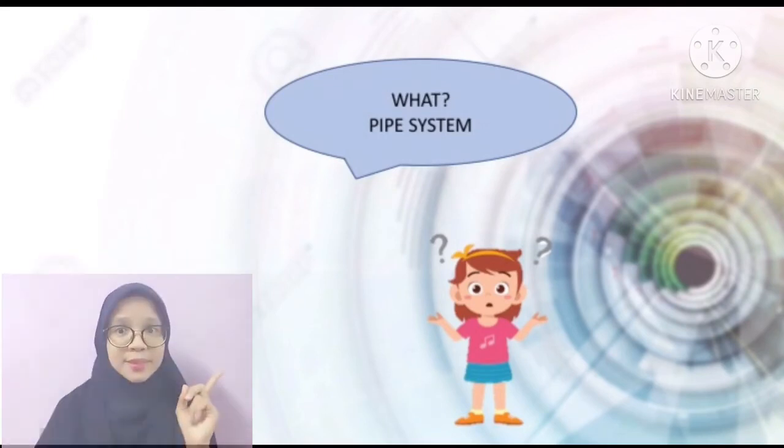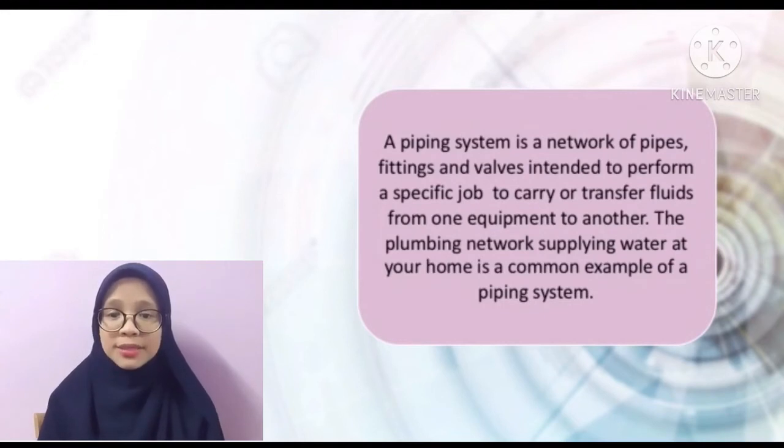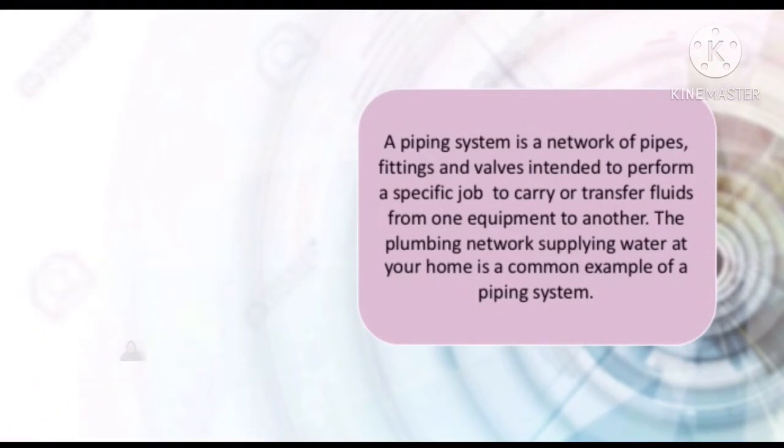Today in this presentation, we are going to discuss types of pipe systems. What is a pipe system? A pipe system is a network of pipes, fittings, and valves intended to perform a specific job: to carry or transfer fluids from one equipment to another. The plumbing network supplying water at your home is a common example of a piping system.